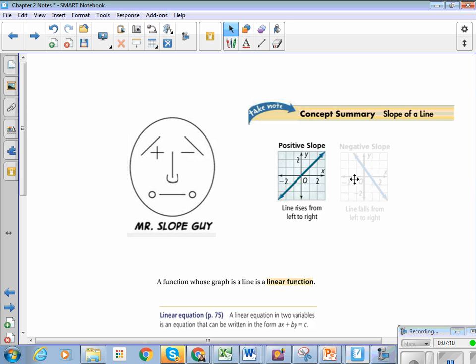All right, the next type of slope is a negative slope. So we're going to add in Mr. Slope Guy's right eye as a minus sign, and his right eyebrow falls from left to right. So a line that goes down from left to right is a negative slope. So right now you have a circle, and you have the plus sign and a positive slope line, and a minus sign and a negative slope line.